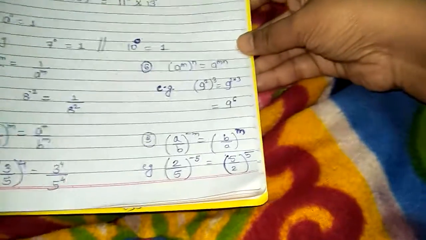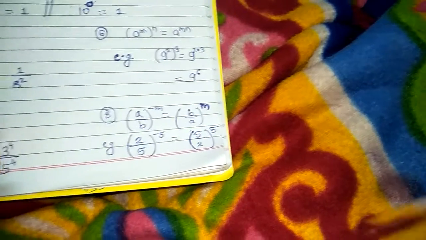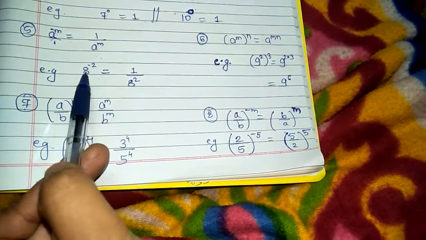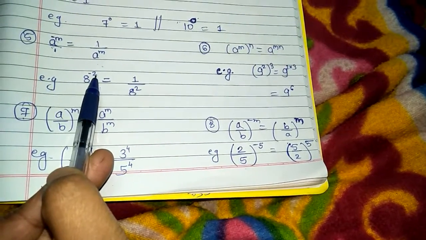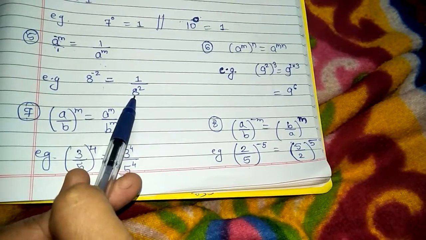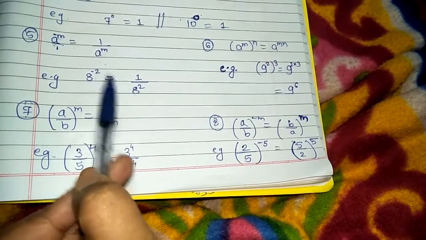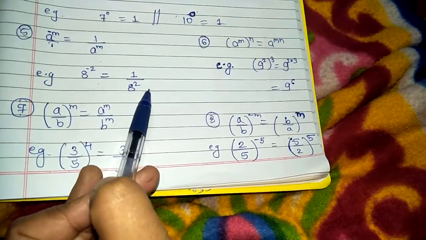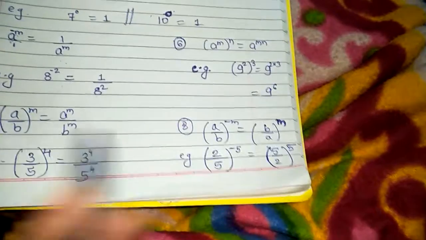Okay, now here the sixth property. Sorry, I do not explain it here. Example: see, 8 power minus 2. So this minus 2 I have to convert into plus 2. Here it is in the numerator, so I write it in the denominator place. Here there is nothing, meaning the numerator becomes 1, and this minus 2 becomes plus 2.